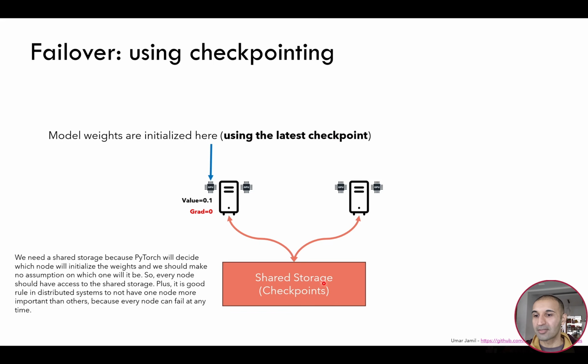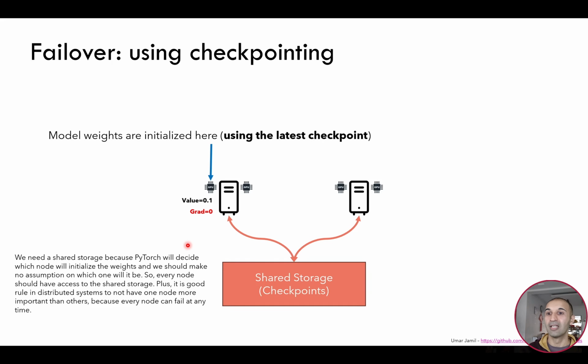We need a shared storage for saving the checkpoints because it's PyTorch that will decide which node will initialize the weights. And so every node should have access to this shared storage. Plus, it is a good rule in distributed systems to not have one node that is more important than the others, because any node can fail at any time. So we should not make any assumption on which is the node that will initialize the weights. PyTorch will choose it. And actually, usually PyTorch chooses the rank number 0. But we should not make assumptions on which node will be the rank number 0.